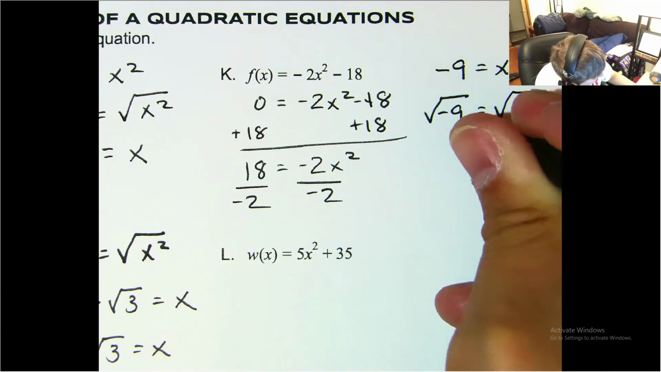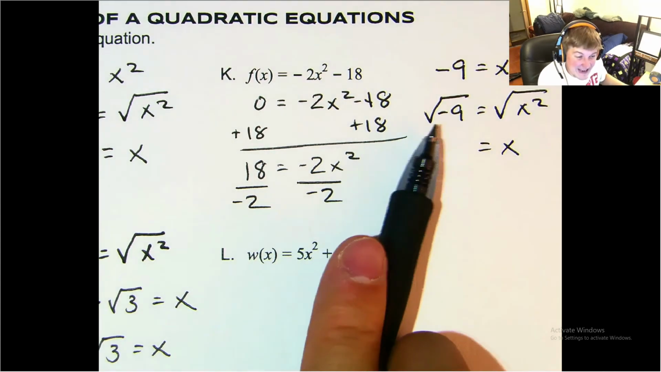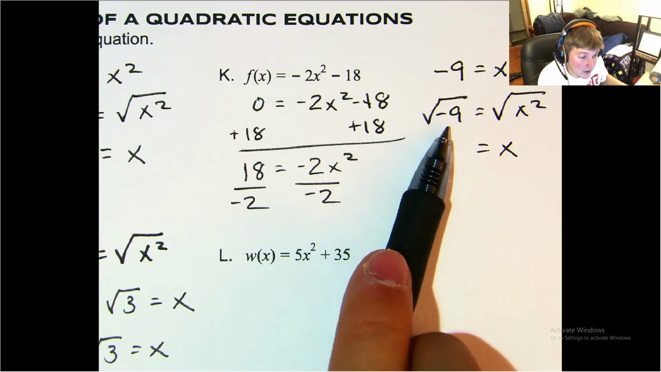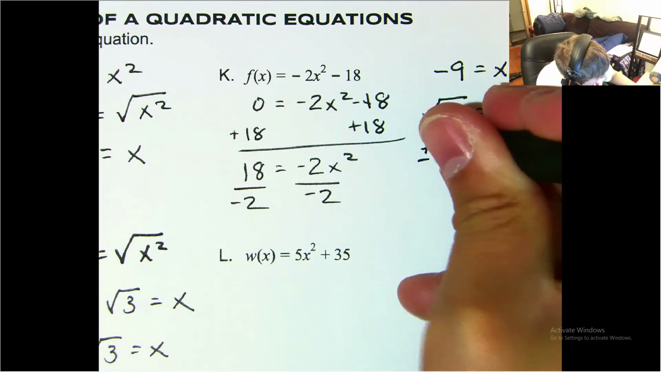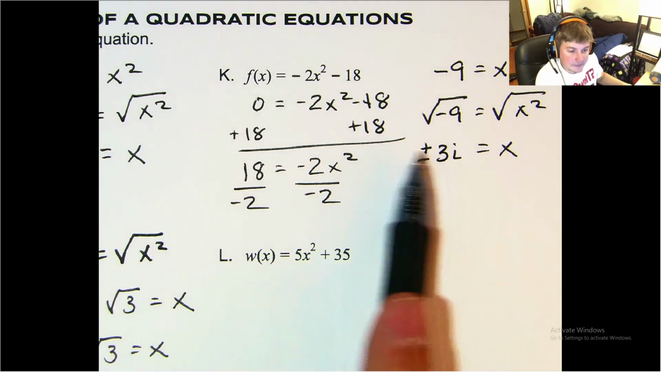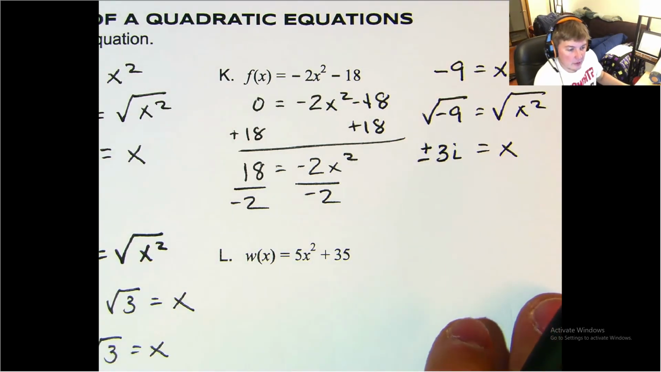Well, we know that negative 9 is a perfect square. Its result is going to be 3i, so my answer is plus or minus 3i.